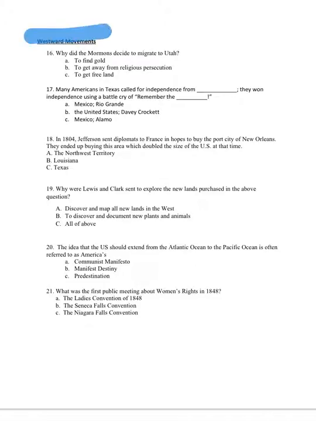Okay. The next section is Westward movements. Number 16. Why did the Mormons decide to migrate to Utah? A, to find gold, B, to get away from religious persecution, or C, to get free land?